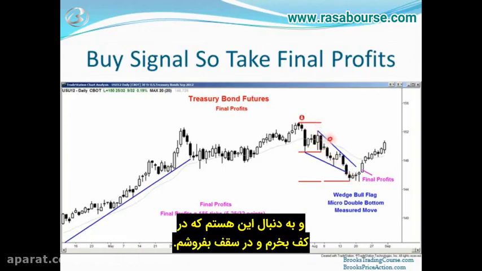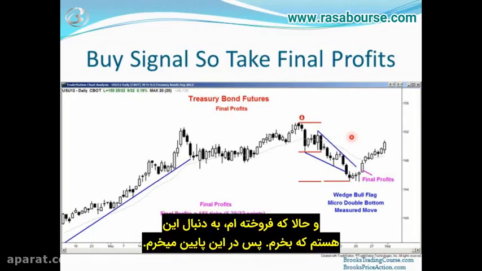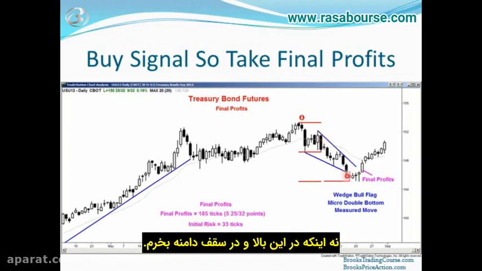And I want to buy low and sell high. And since I'm short, I'm looking to buy. So I want to buy back here. I don't want to buy back way up here.